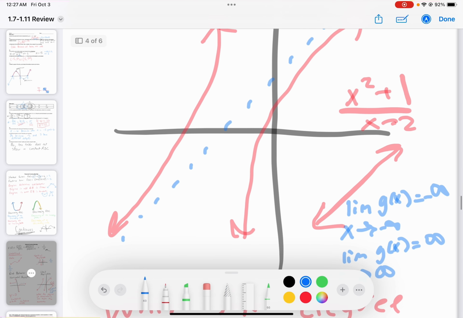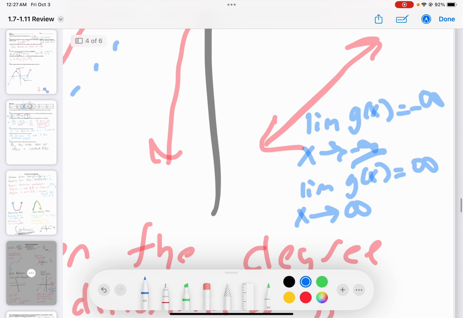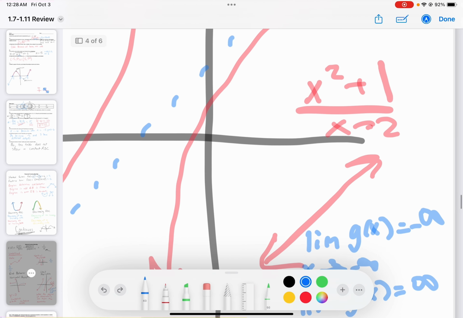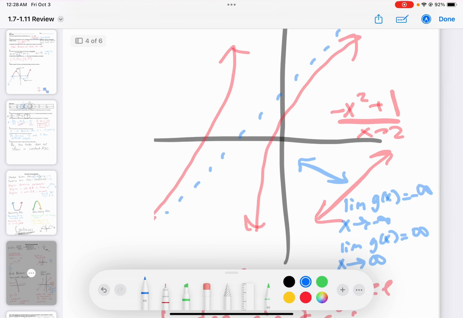Now be careful. It's not always going to be negative, negative, positive, positive. Think about what might change that before I tell you. Think. Watch this. That would completely change everything. All right? Now the end behavior would look like this because the slant asymptote would look like that. All right, so just be careful.